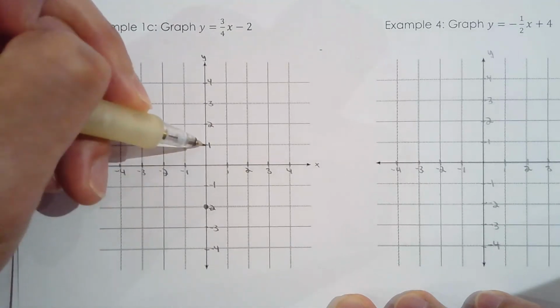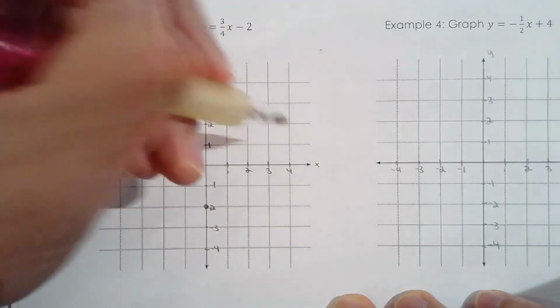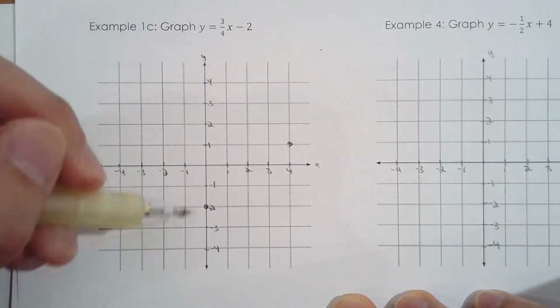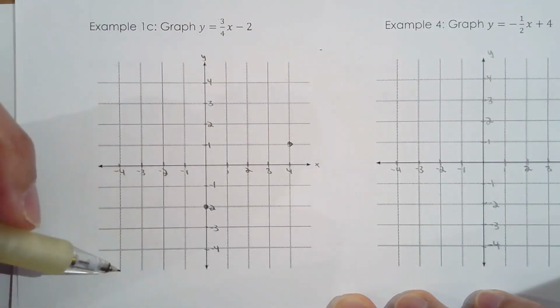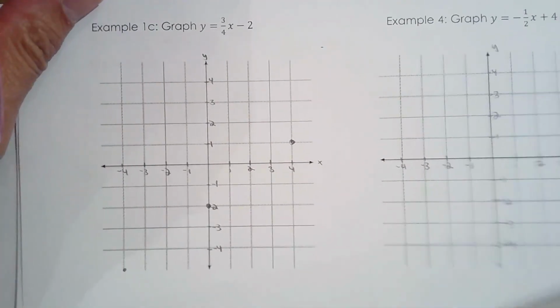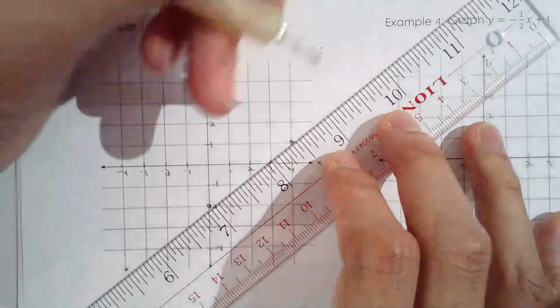Up 1, 2, 3. Over 1, 2, 3, 4. If you want to give yourself an additional point, actually this one doesn't work very nicely. I could put it here, on the edge of the grid line. All right, connect the dots.